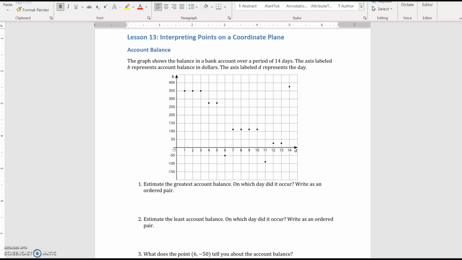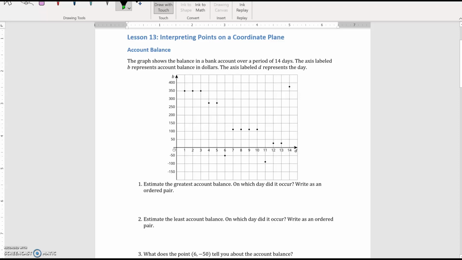I'm going to read it and also annotate my question to show you what you should do when you read a question aligned to this topic. This graph shows the balance in a bank account over a period of 14 days. The axis labeled B represents account balance in dollars. So let's write that. This y-axis represents account balance in dollars.